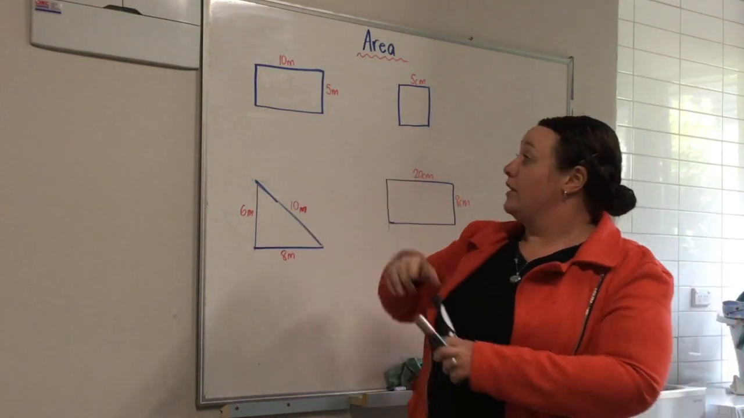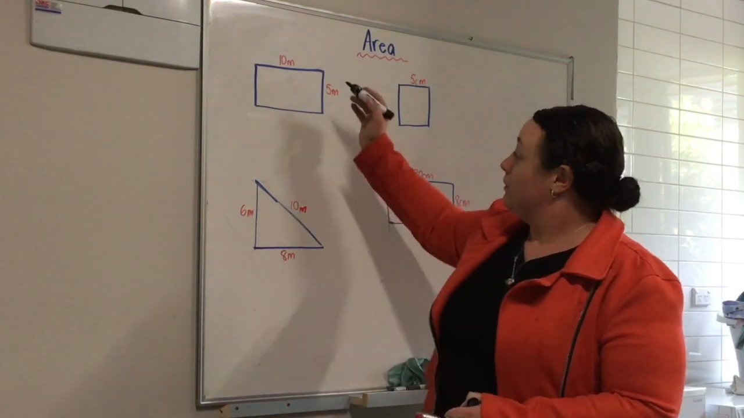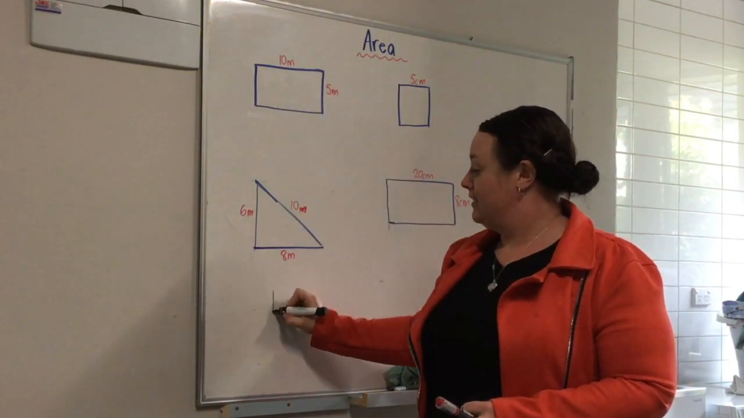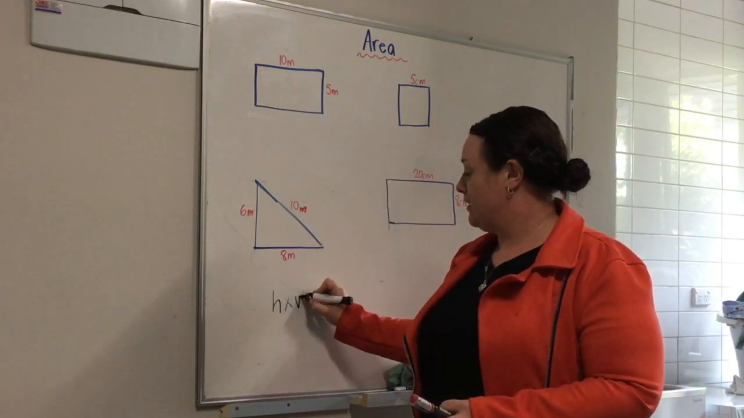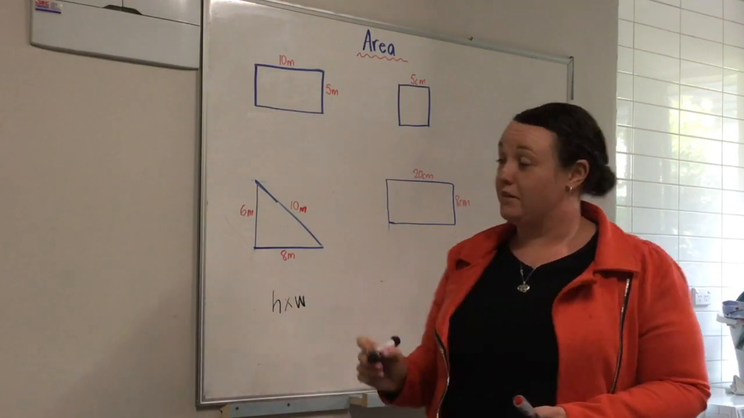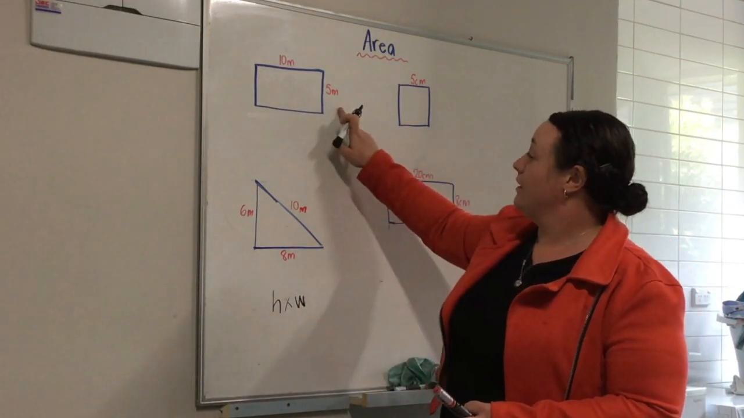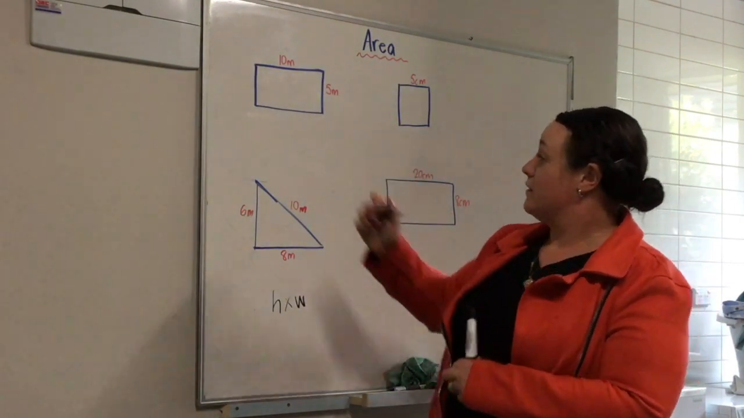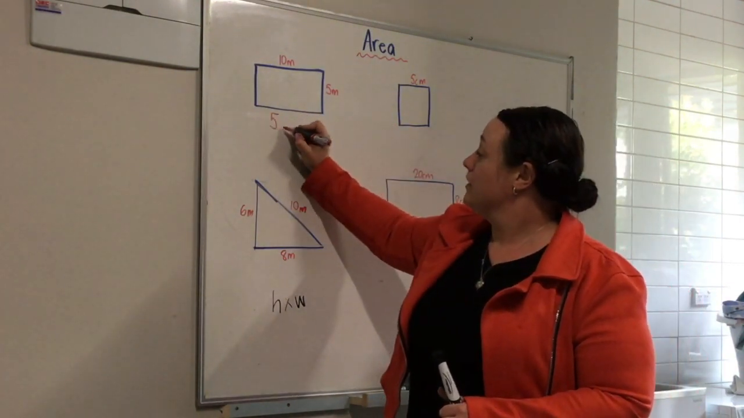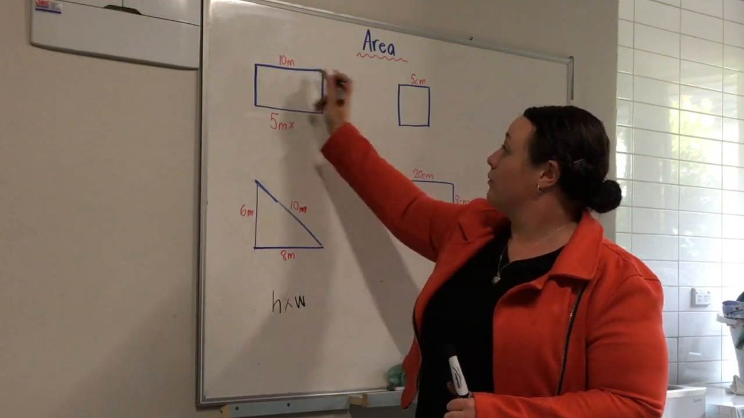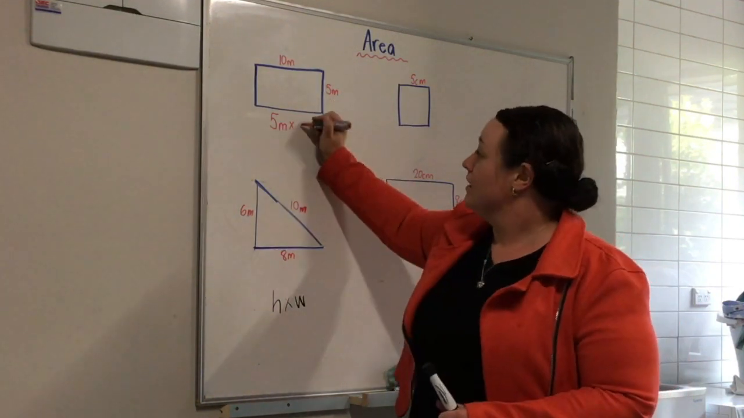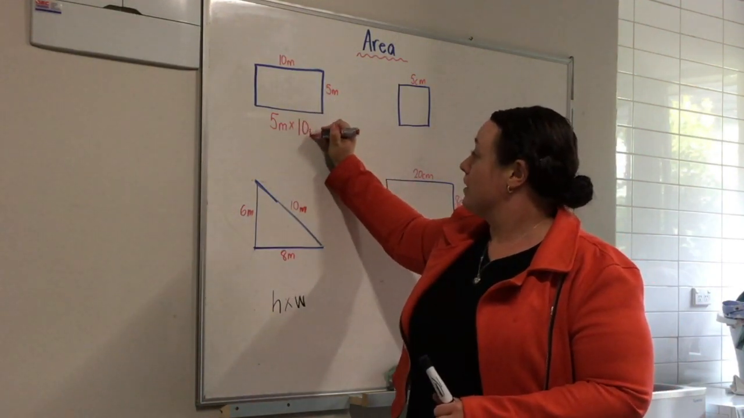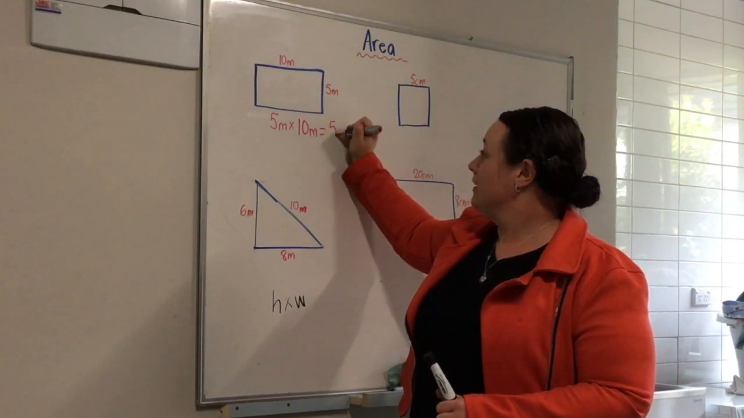And the formula for area is height times width. So in this first example here, our height is this one here, which is 5 meters. So we need to go 5 meters times our width, which is 10 meters. So we know that 5 times 10 is 50.